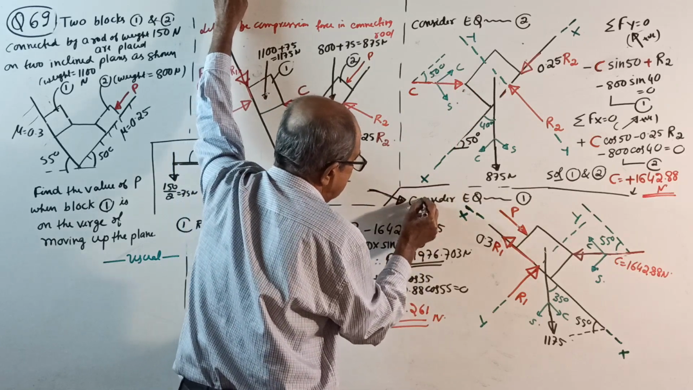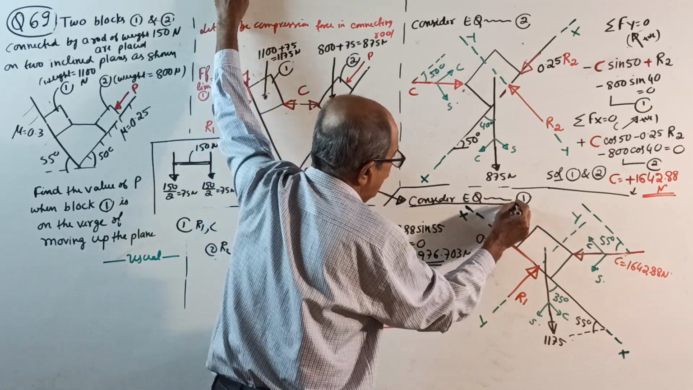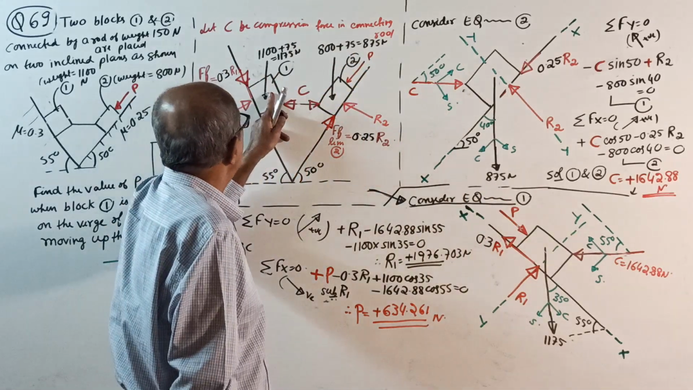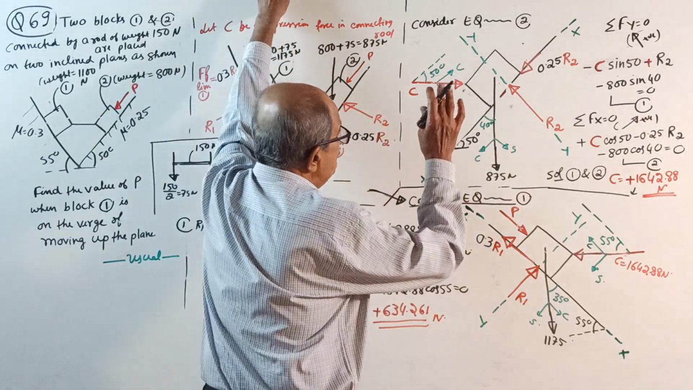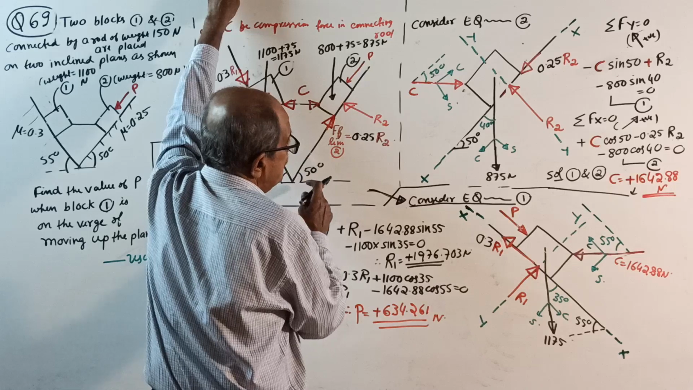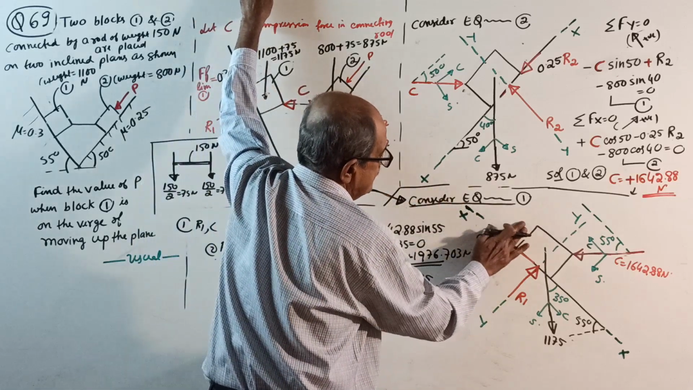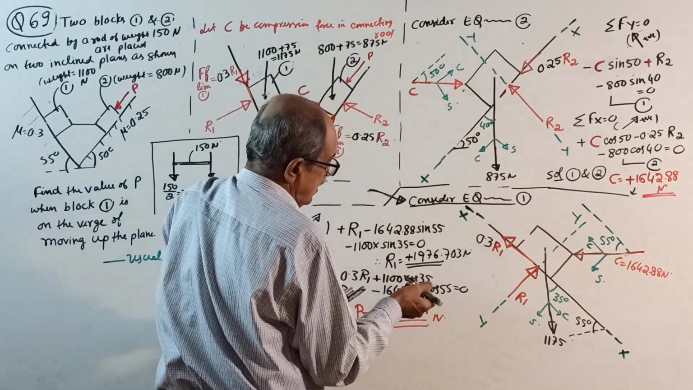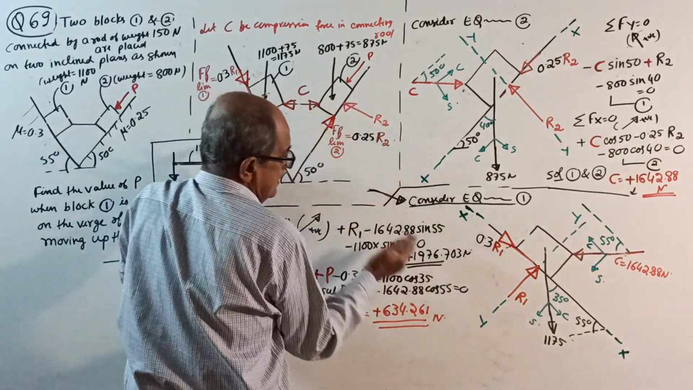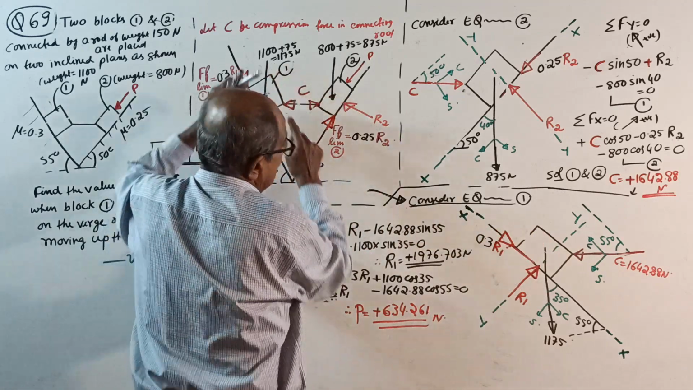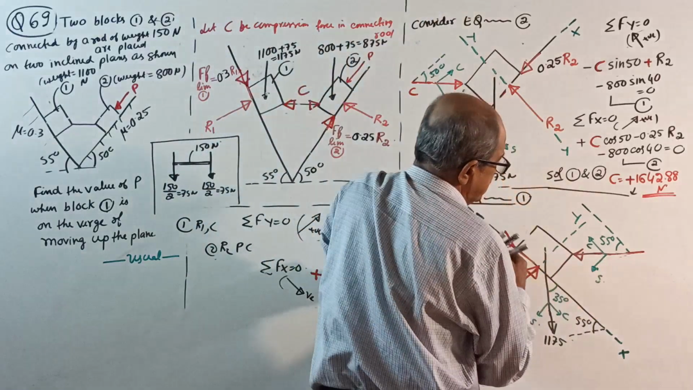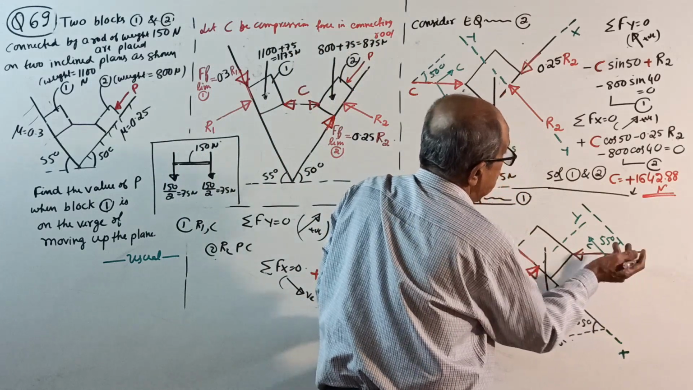When you start, first consider the equilibrium of the block with fewer unknowns. If the unknown is here, first consider that block; if the unknown is there, first consider this block. Now, consider equilibrium of block 1 first. This P is not there. Then the direction of friction is reversed. R1 is in the same direction. Instead of 1100, it is 1175. Angles all remain the same. Compression is unknown; it will be known later.